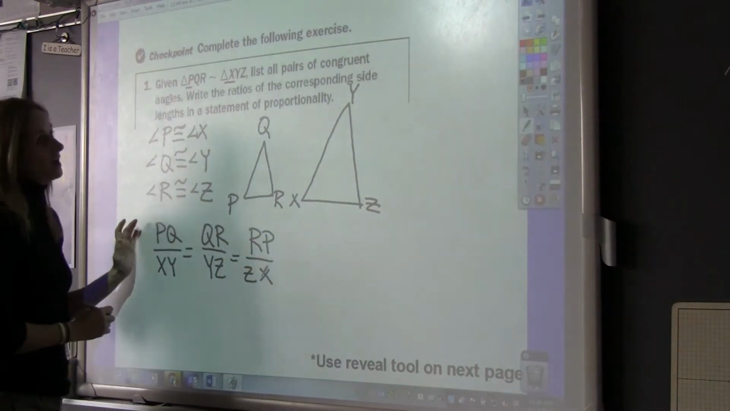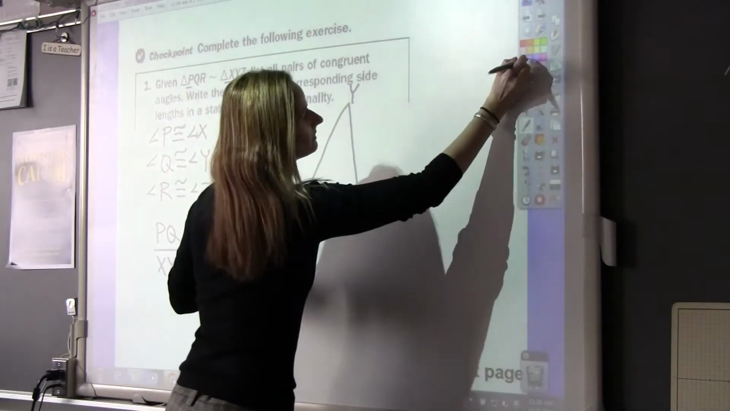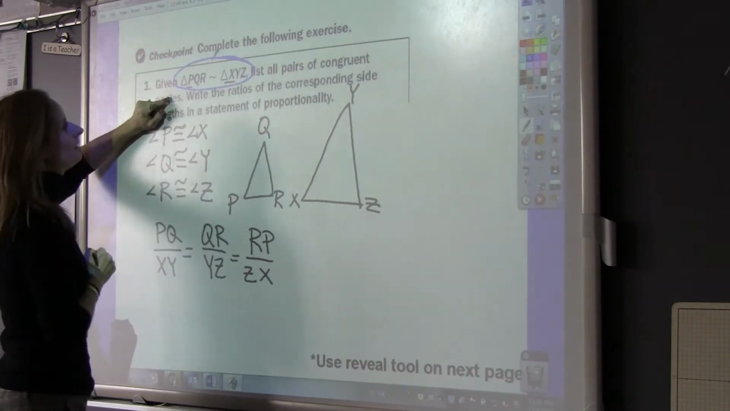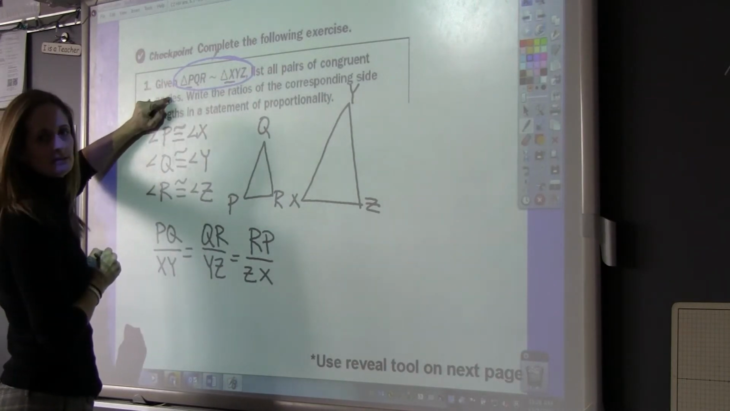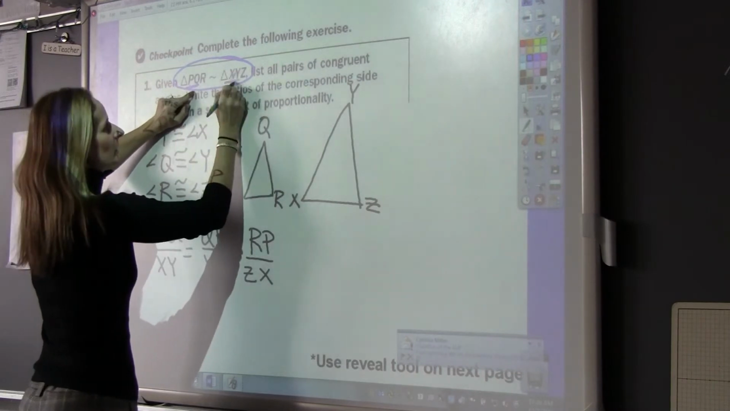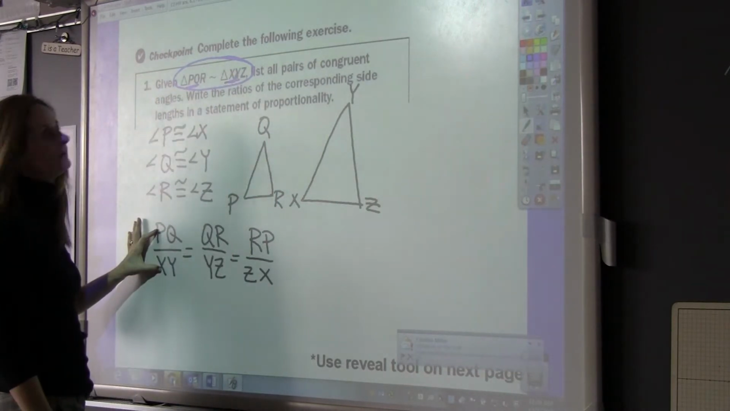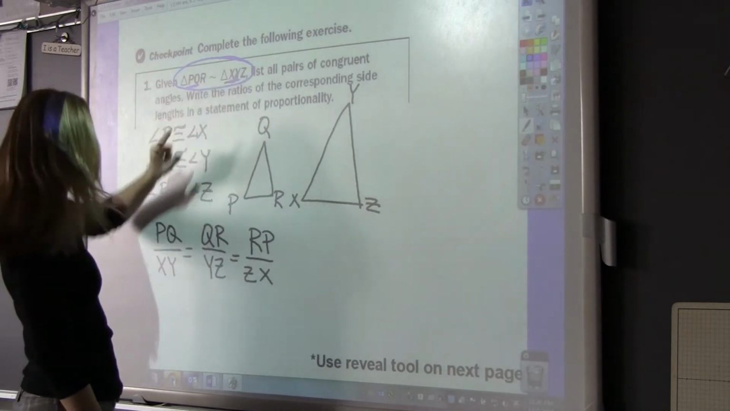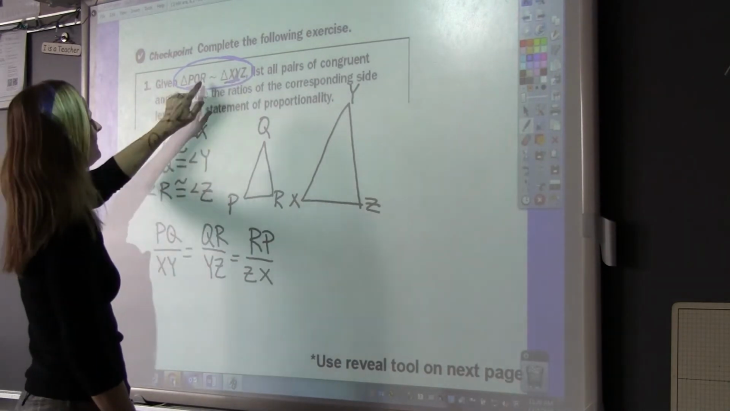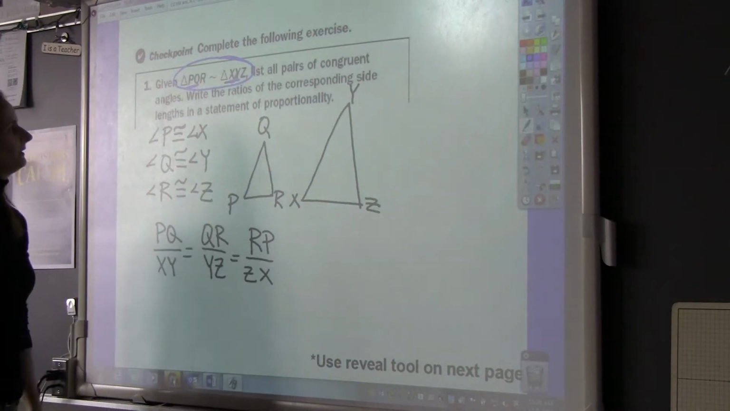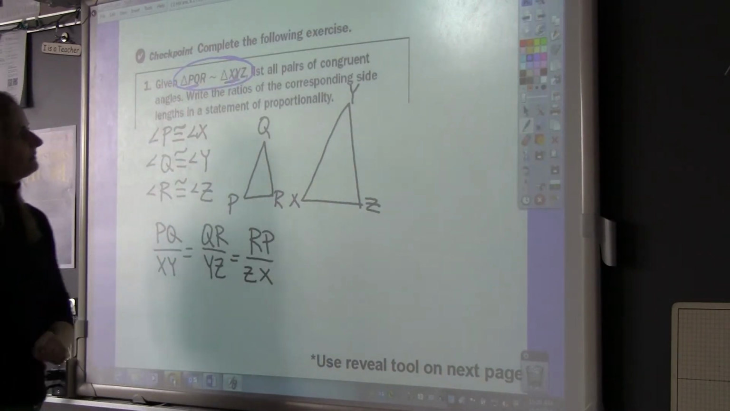Okay? Or we could just use our similarity statement, because we know the first two letters are PQ, those are going to correspond to XY. The next two letters are QR, those are going to correspond to YZ. RP, ZX. Okay? And we answer that one.